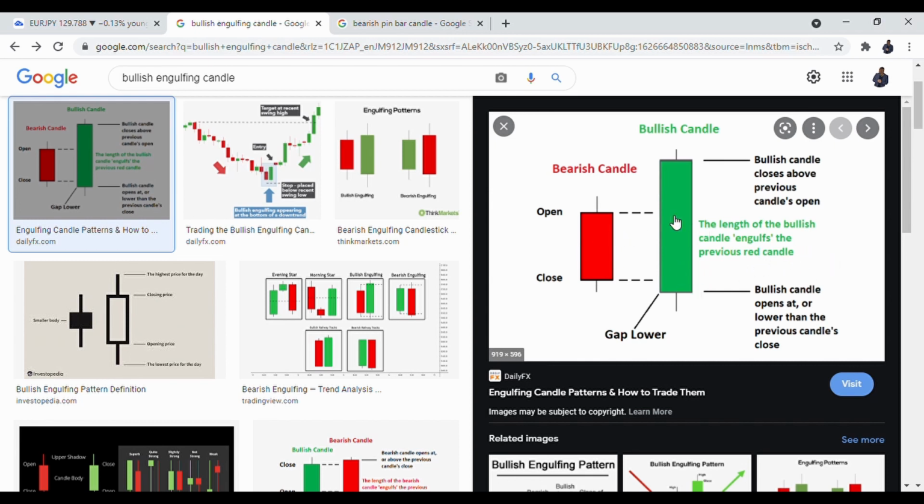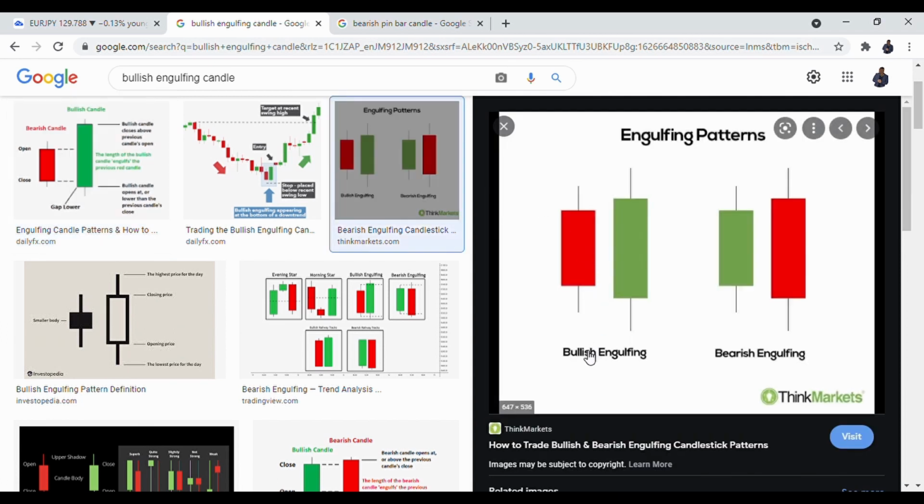So basically, and it would be the opposite. So this would be the bullish engulfing where the bull, which is the green candle, covers all the moves that the red one did, and this would be the bearish where basically the bearish candle covered all the moves that the green or bullish one did.